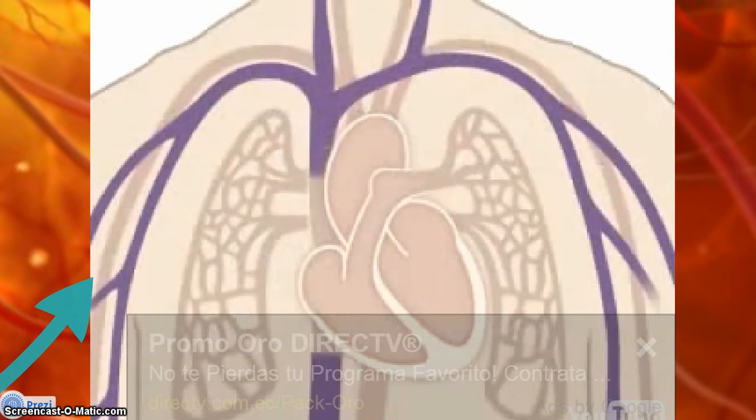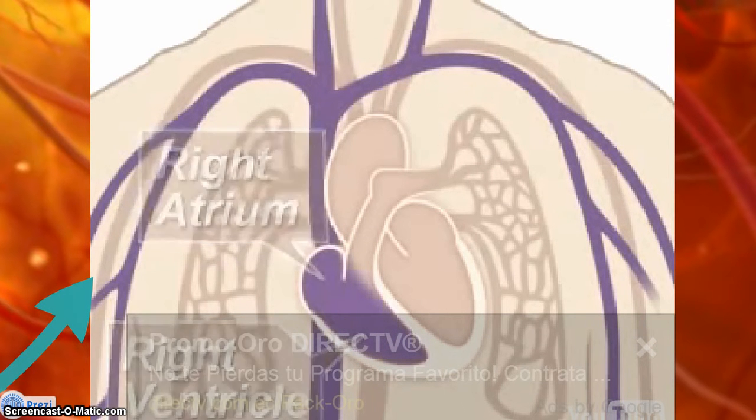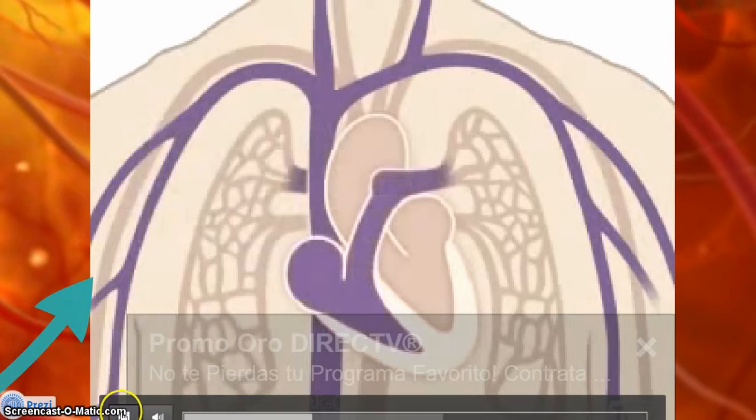Oxygen-poor blood, blue blood, returns to the heart after circulating through your body. The right side of the heart, composed of the right atrium and ventricle, collects and pumps the blood to the lungs.